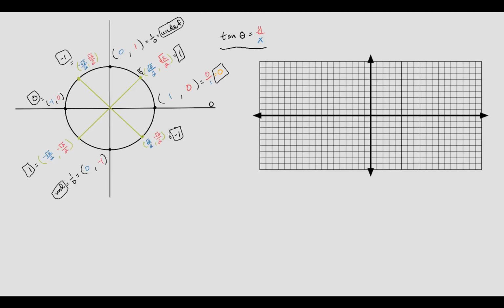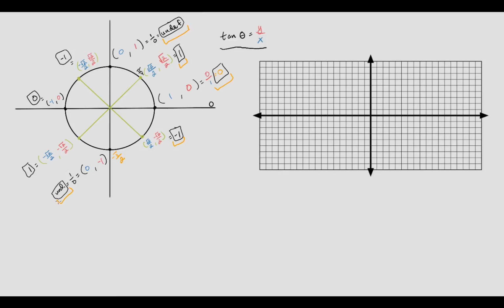So now that we've got that, we can take a look at where it starts repeating itself. And what we're going to see is that tangent repeats itself twice as fast as both sine and cosine did. Looking at that here, if I start down here at negative pi over 2, I'm undefined, then I hit negative 1, then I hit 0, then I hit 1, and then I'm undefined again. And then we're going to see that pattern repeat itself once again.